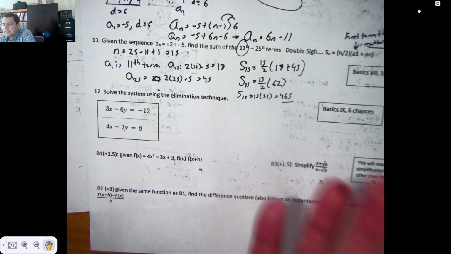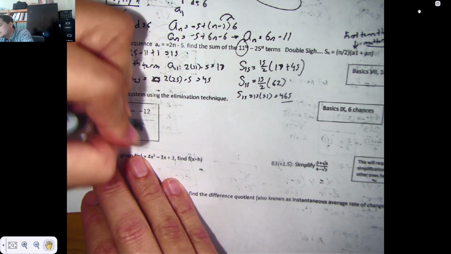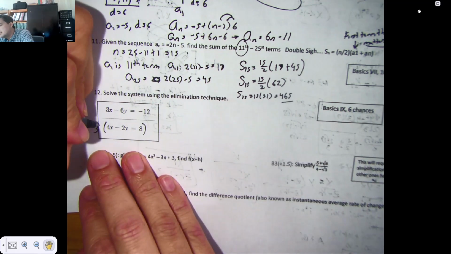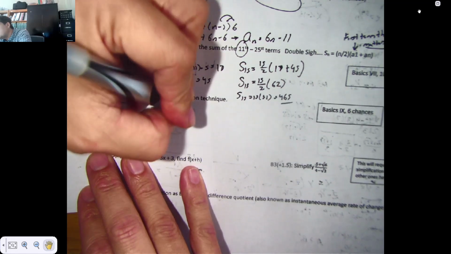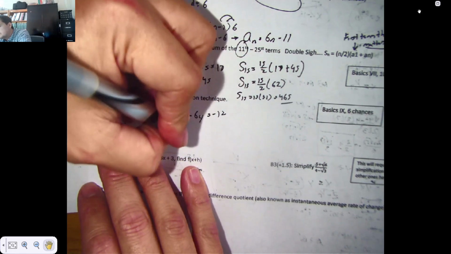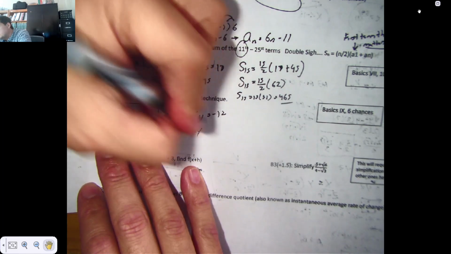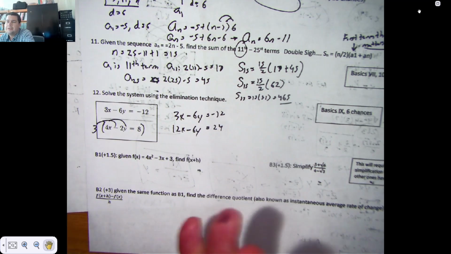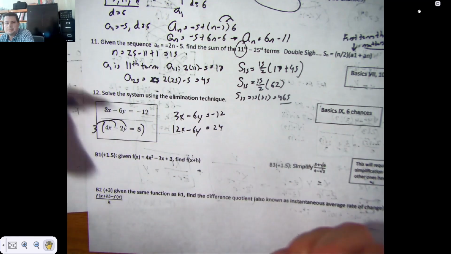I personally am going to go after the y's. You can do whatever you want, but I'm going to eliminate the y's. So I'm going to distribute a 3 to all three pieces. I'm going to leave the top equation alone, and I'm going to have 12x minus 6y equals 24. Now, what I saw probably a third of the student body do was screw up subtraction.